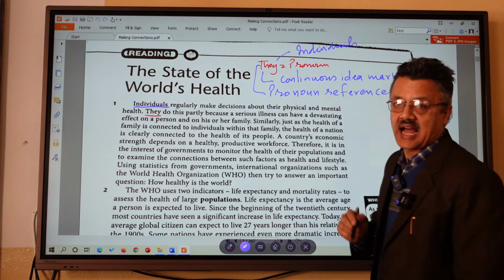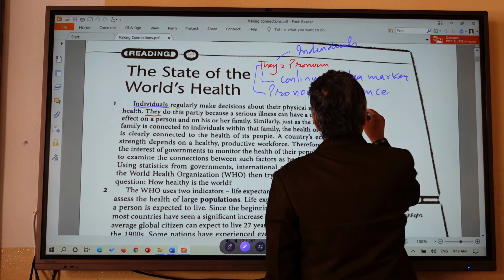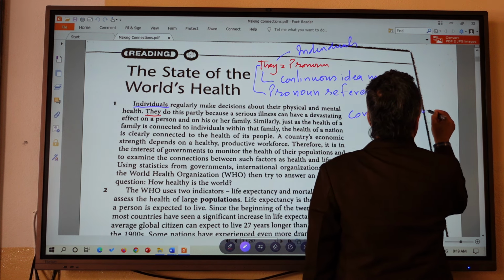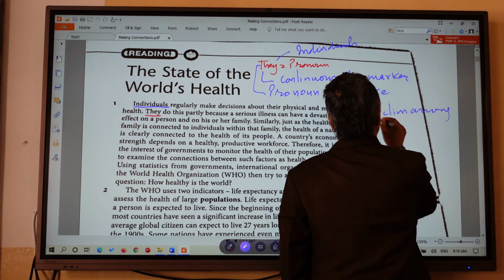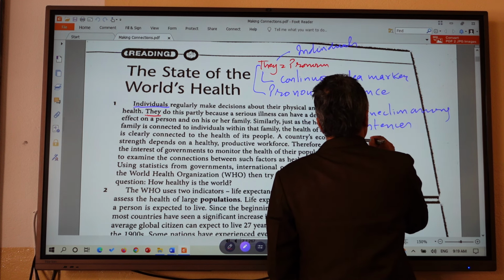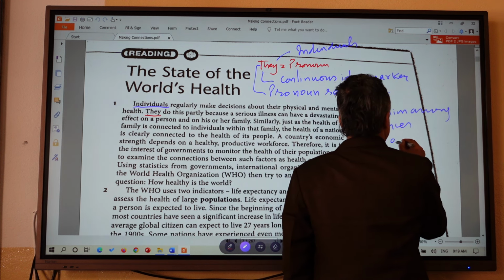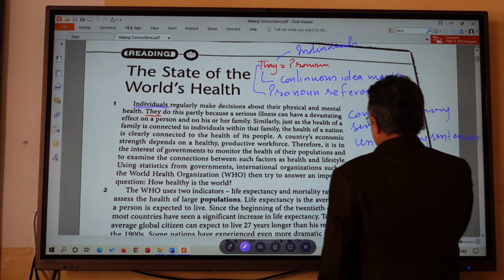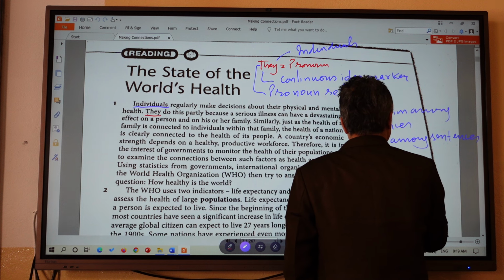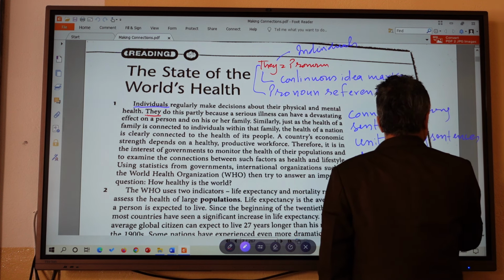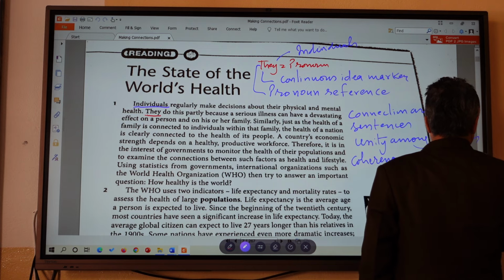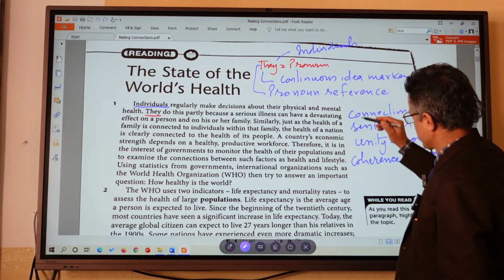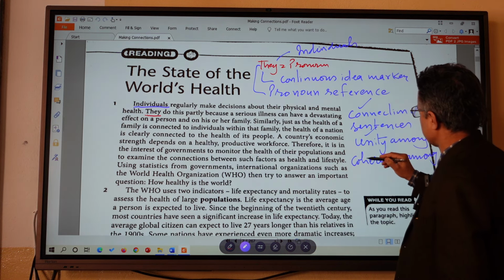Now, in good writing, there are two qualities. A good writing should have connection among sentences. A good writing should have unity among sentences. A good writing should have coherence among sentences. I wrote three words: connection, unity, and coherence.